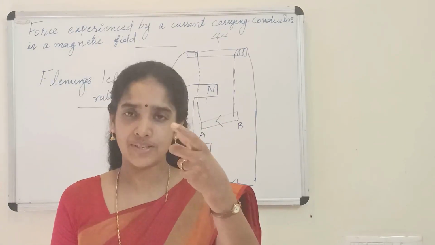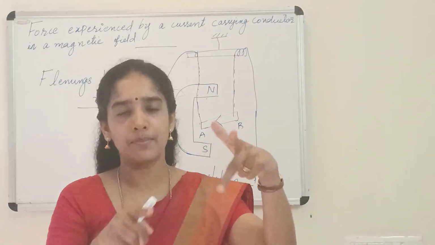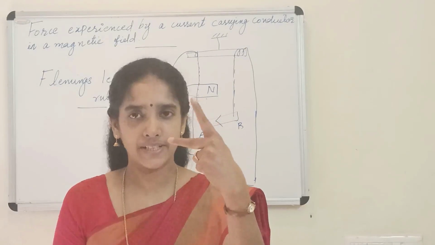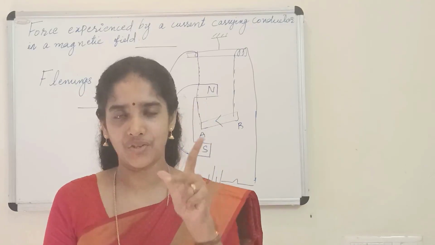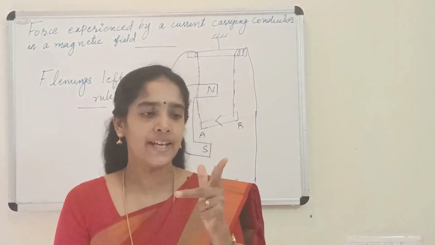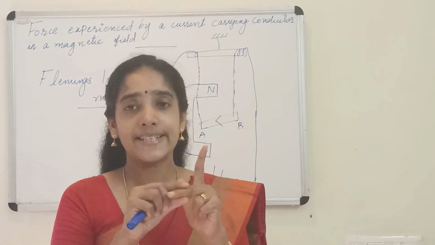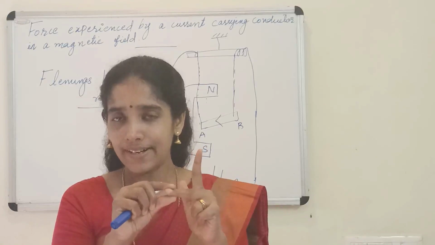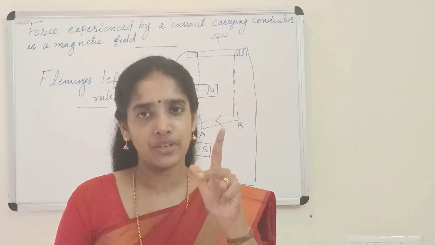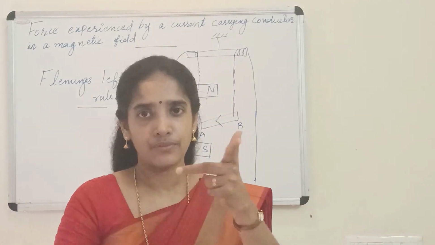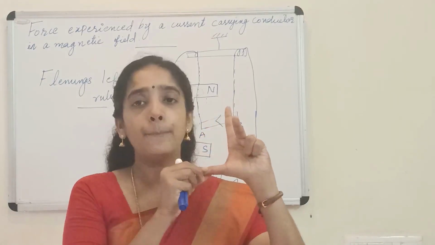In the left hand, you stretch out three fingers, forefinger, center finger and thumb, of your left hand in mutually perpendicular directions. Okay, then the forefinger F represents the magnetic field. The center finger C represents current. The thumb M represents motion. So what are the roles of each finger? Forefinger for field, center finger for current, thumb for motion.